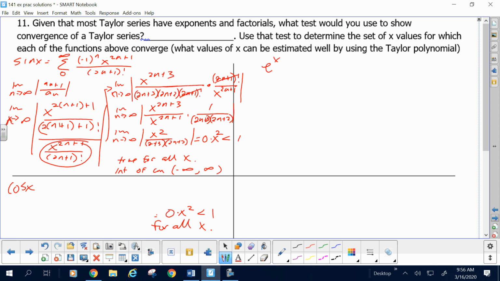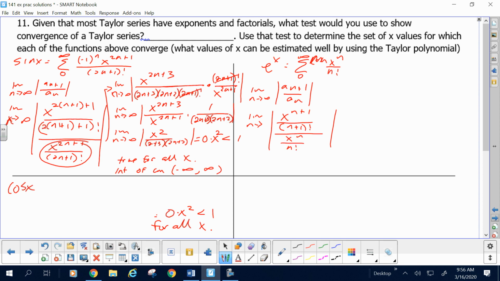Try e to the x using the ratio test. Use the ratio test on the general term formula for a Maclaurin series for e. Simplify. And hopefully you'll get that the limit is 0 times x, not x squared here, but 0 times x. That's less than 1 for all x.